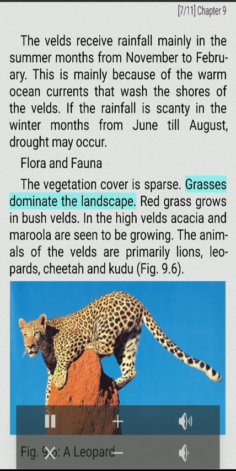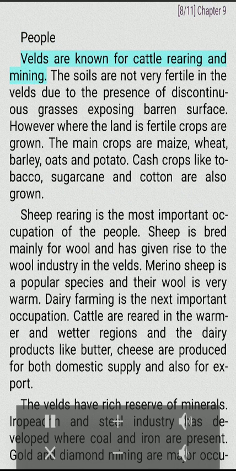Flora and fauna. The vegetation cover is sparse. Grasses dominate the landscape. Red grass grows in bush velds. In the high velds, acacia and marula are seen to be growing. The animals of the velds are primarily lions, leopards, cheetah and kudu. Fig. 9.6. A leopard. People. Velds are known for cattle rearing and mining.